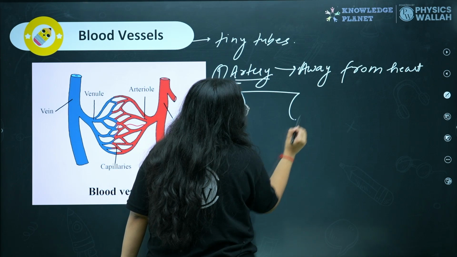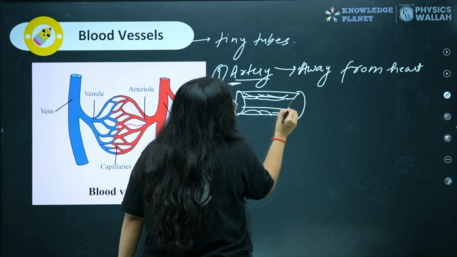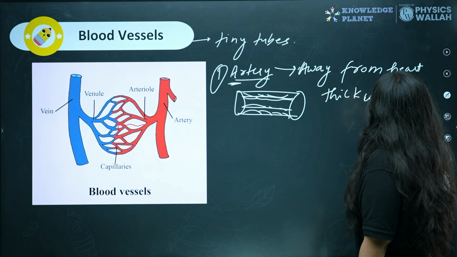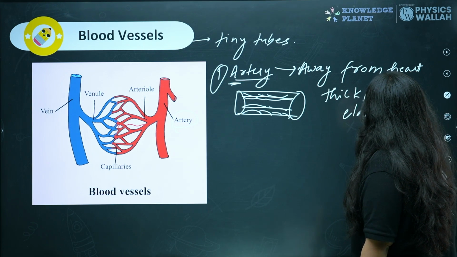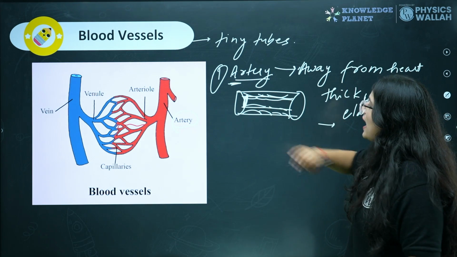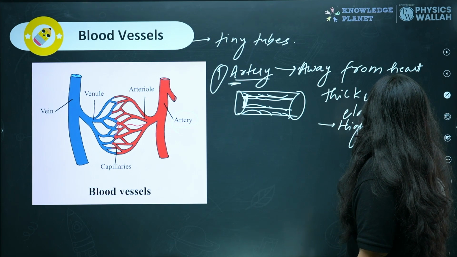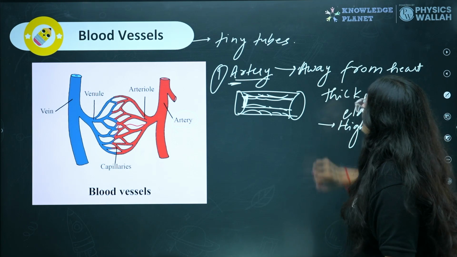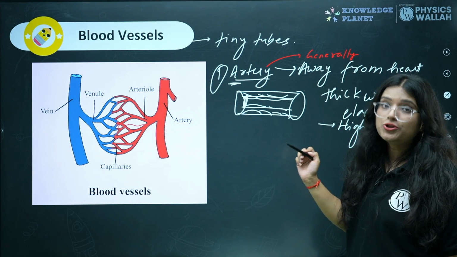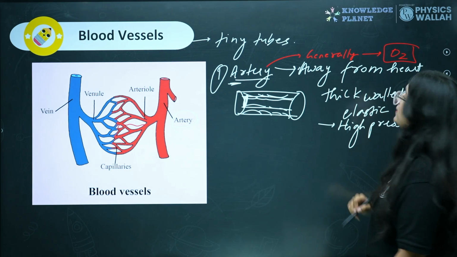Now let's talk about these arteries. The arteries are thick walled, and they also have an elastic wall. So their lumen is very, very narrow, right? And therefore the blood flows here with high pressure. Now, a very important point: generally, not always, which means there is an exception, we'll talk about it. Generally, arteries carry oxygenated blood.